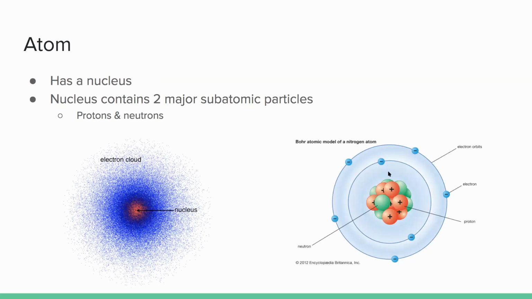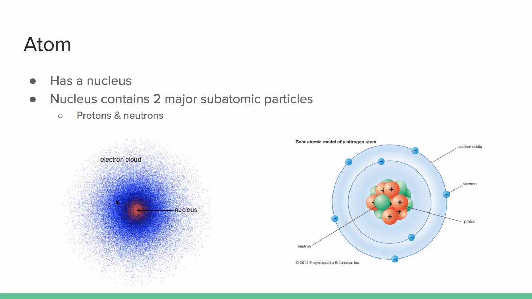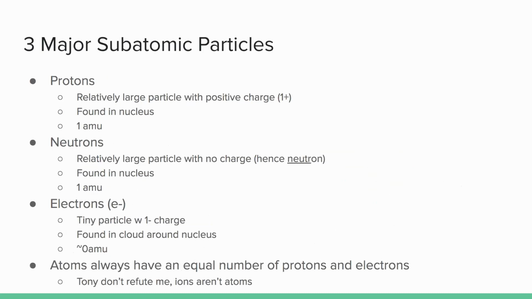If you remember here on the right, this is a Bohr model. And then this here on the left is the most up-to-date model, the quantum mechanical model of the atom. Okay, so in an atom, there are three major subatomic particles. Firstly, the protons. They're relatively large particles with a positive charge represented by +1. They're found only in the nucleus of the atom, and they weigh 1 atomic mass unit.